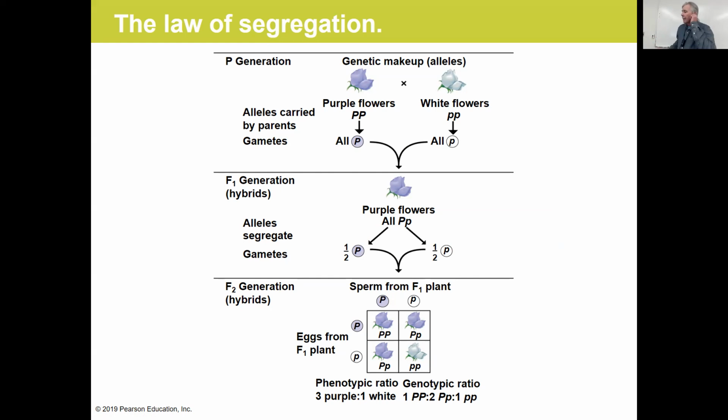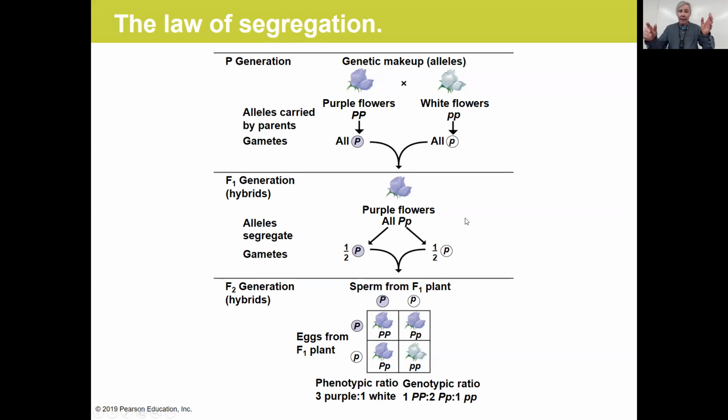Oh, by the way, he cut off the stamens of purple and then took white pollen and put it on a purple. I'm sure he did the reverse also. Cut the stamens off white and took pollen from the purple and put it on a white. And we found out that the results were exactly the same. It doesn't matter which parent gives which allele. So the purple flower F1 offspring are all heterozygous.